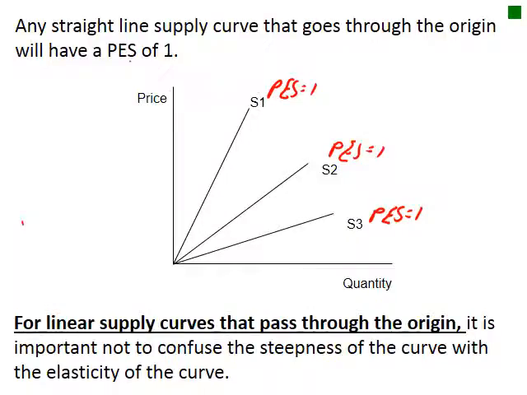Any straight line supply curve that goes through the origin will have a price elasticity of supply of 1. If you want a proof of this, go on to the Blackboard course, and I've posted a proof that I've done just to show or convince you that that is indeed the case. It sounds rather strange, but look at the proof if you do want an explanation as to mathematically why this works out. So when the linear supply curves pass through the origin, it's important not to confuse the steepness of the curve with the elasticity of the curve, because they all have a PES of 1.